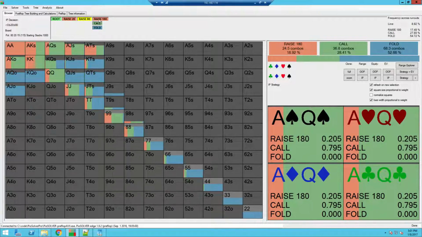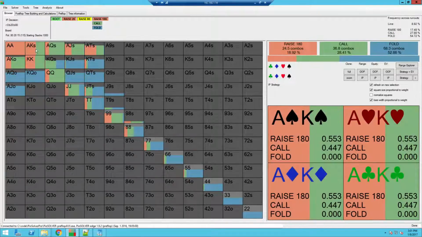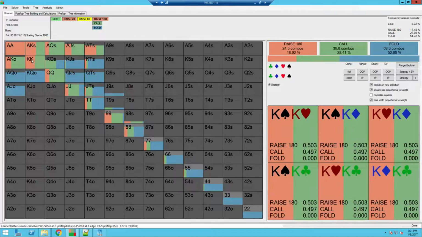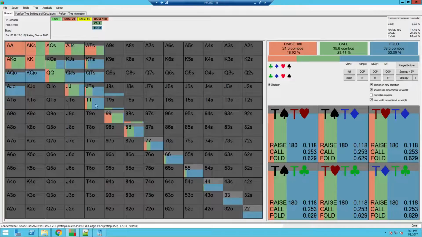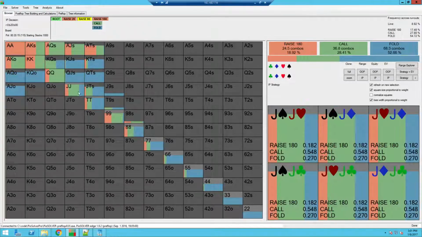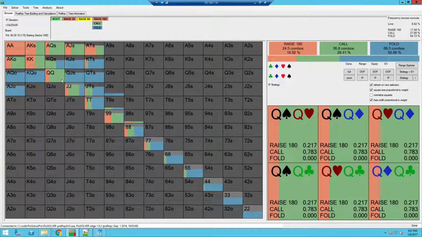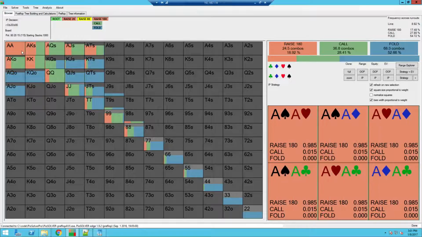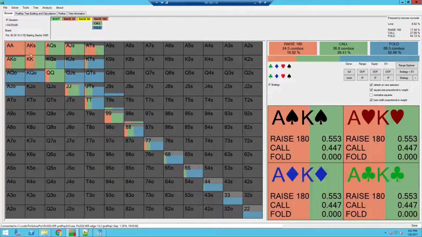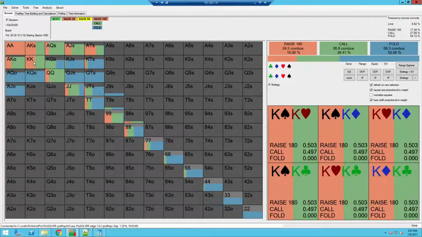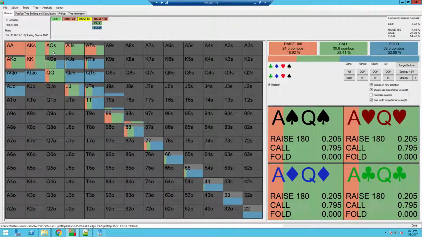So if we look at our raise to 180, certainly our aces, our ace king suited, and our king king, I think those are obviously the clear value. Any place you start to see these little slivers is basically the balance point, where the number of combinations that we are re-raising with, we're going to want to balance out with a certain percentage of the time, according to what we are raising with.